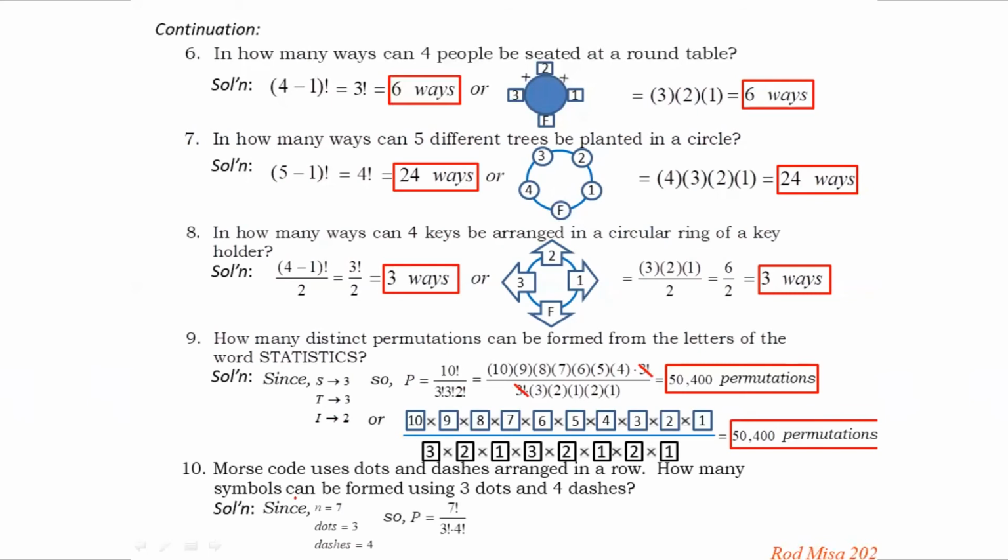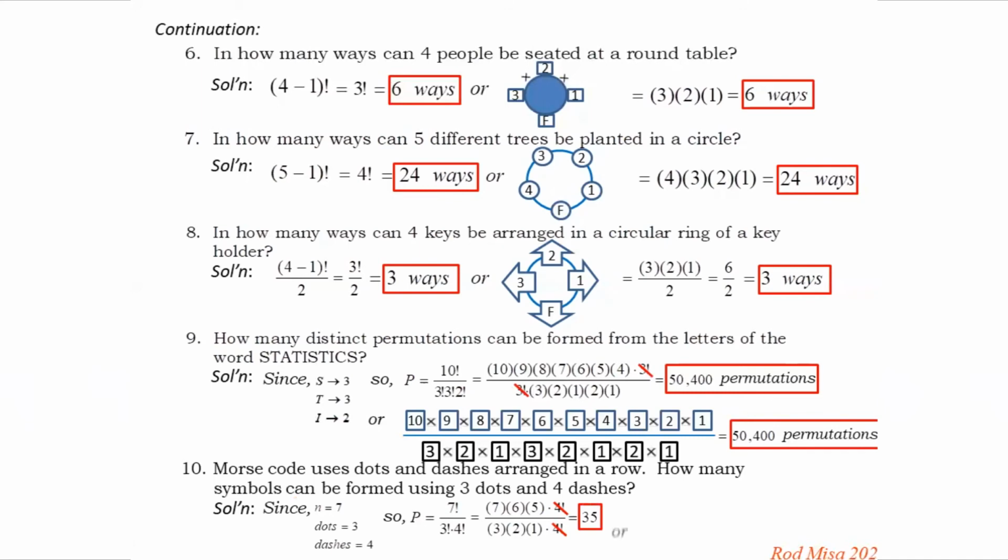So we have 7 factorial for the 7 characters divided by the 3 dots that are identical in the 7 characters, and also 4 factorial for the 4 dashes that are identical. So expressing 7 factorial as 7 times 6 times 5 times 4 factorial, and also 3 factorial in the denominator, which is 3 times 2 times 1, multiplied by 4 factorial, we can cancel the 4 factorials in both numerator and denominator. So we have 35 as our answer.